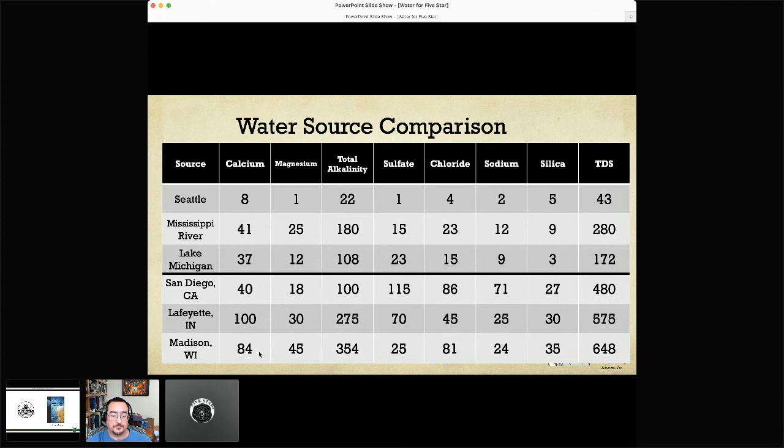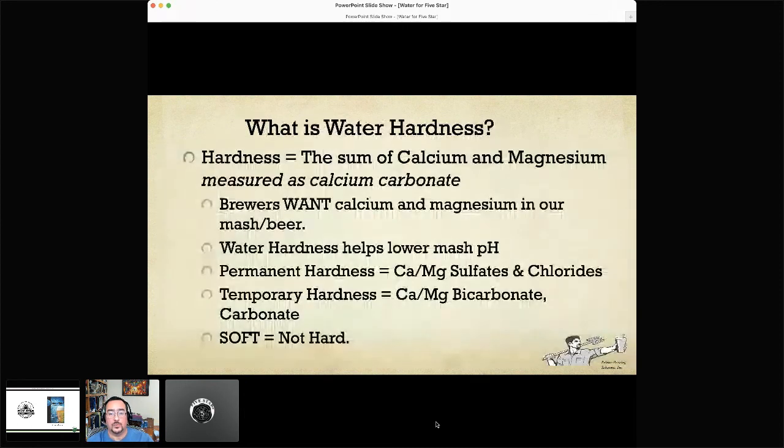Madison, Wisconsin: good calcium, good magnesium, really high alkalinity that makes this water essentially unbrewable. You really can't get rid of this much alkalinity without absorbing the flavors of the acids that you use. So yeah, not good brewing water. All right, so with that in mind, move on.